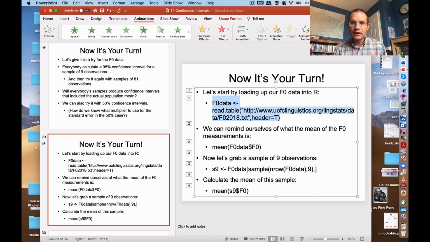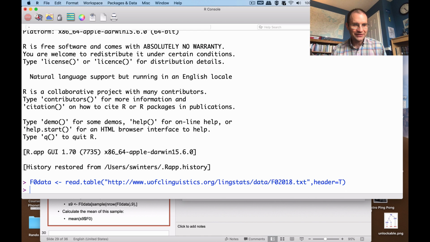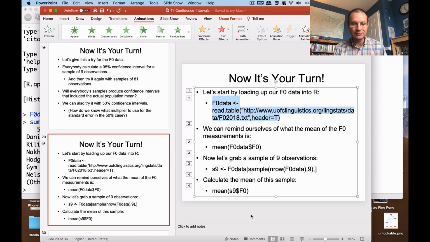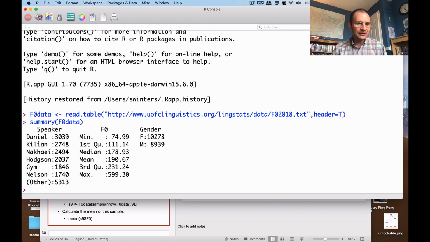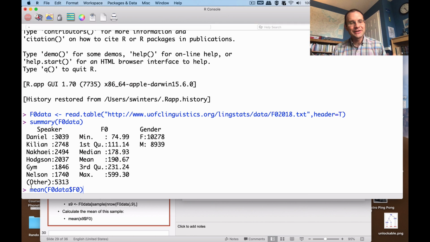This is using F0 data from my 2018 class, for whatever that's worth. So I collect this data for every single class, and then these examples become slightly different each time around. But there's a lot of data in here from a variety of different speakers, both male and female. We've seen this sort of thing before. And what I want to look at, this is the summary that's loaded up. There's an F0 column here, and this already tells me in the summary command what the mean is.